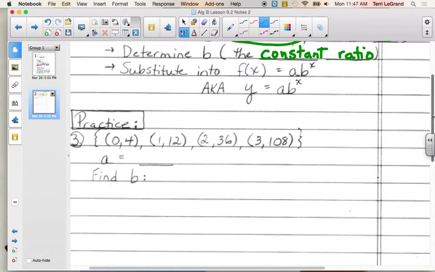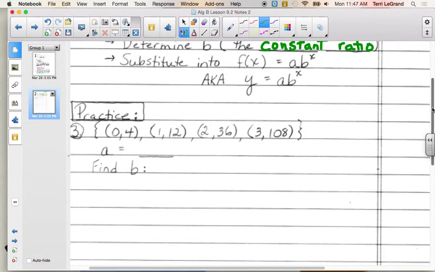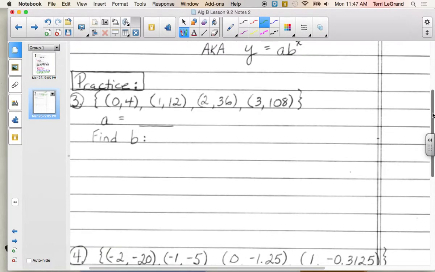So we will substitute into our model after that. Let's try this first one here. The ordered pairs are (0, 4), (1, 12), (2, 36), (3, 108). Apparently these came from directions that said this is an exponential function, write the model for it. So they're telling us that this set of ordered pairs already represents an exponential function. So if it does, what's our a value, what's our b value, so we can write a model for it?